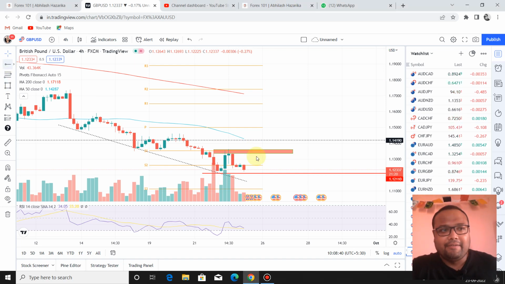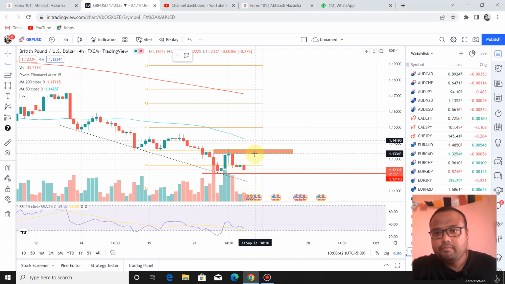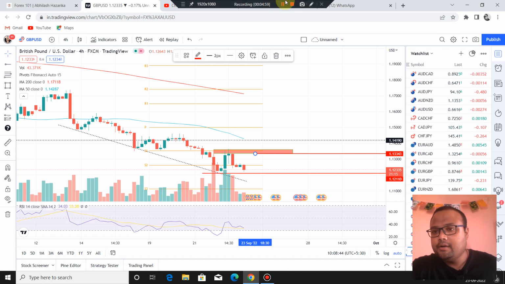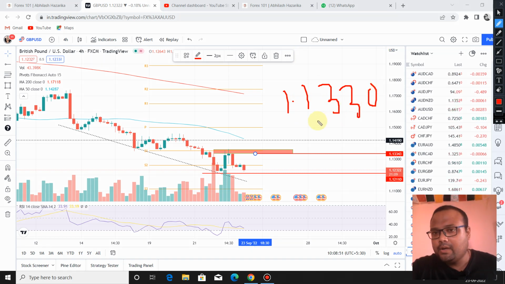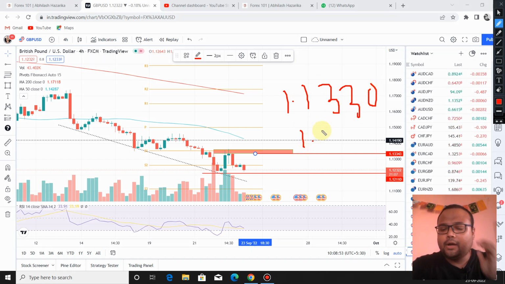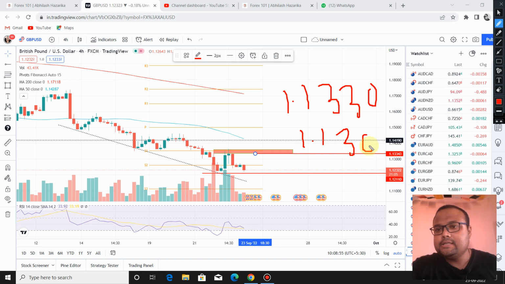So the level is 1.1334, 1.1330. Let's consider 1.1330, and we have 1.1360. You can see I made a box here because this is a resistance zone of the market. This is the Fibonacci 23.6% as well as previous price rejection.